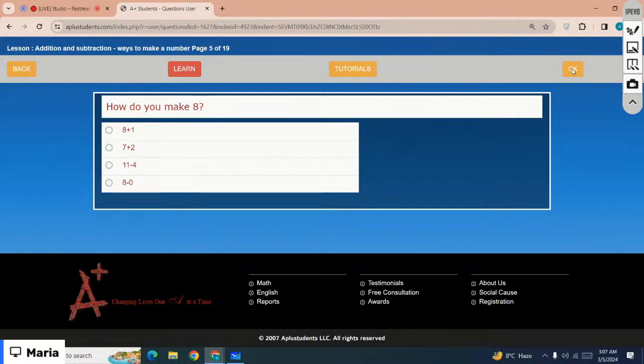Which option is the correct one? Yes, that is 8 take away 0, the correct option, right? The correct one is 8 take away 0.